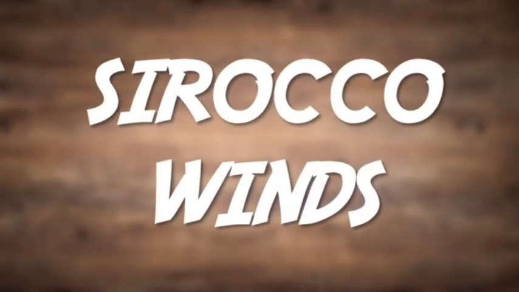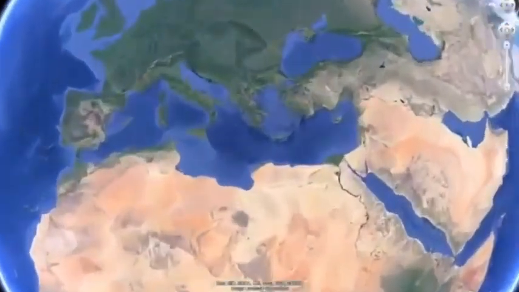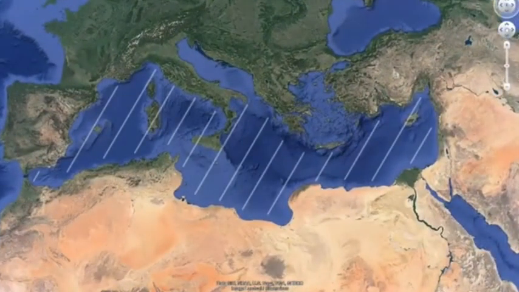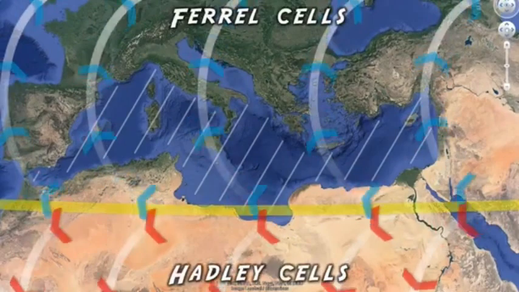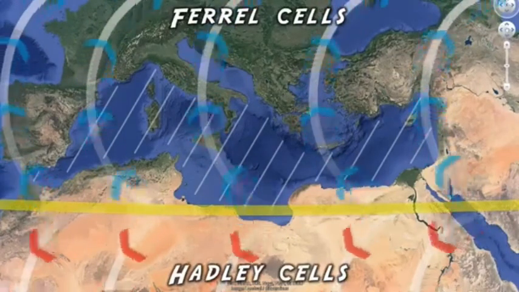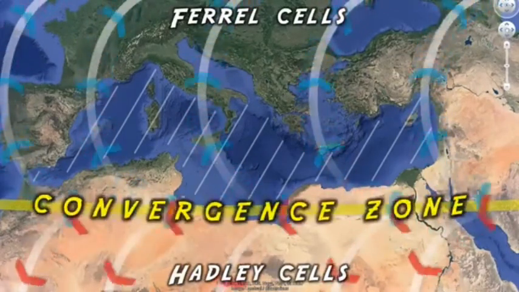Sirocco winds. Next we have Sirocco winds. Sirocco winds occur mainly here, over the Mediterranean Sea, where the Ferrel and Hadley cells meet. Areas where prevailing winds meet are called convergence zones.